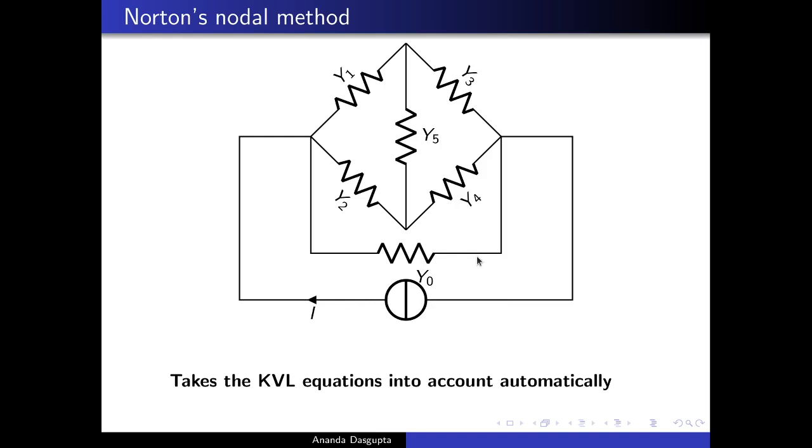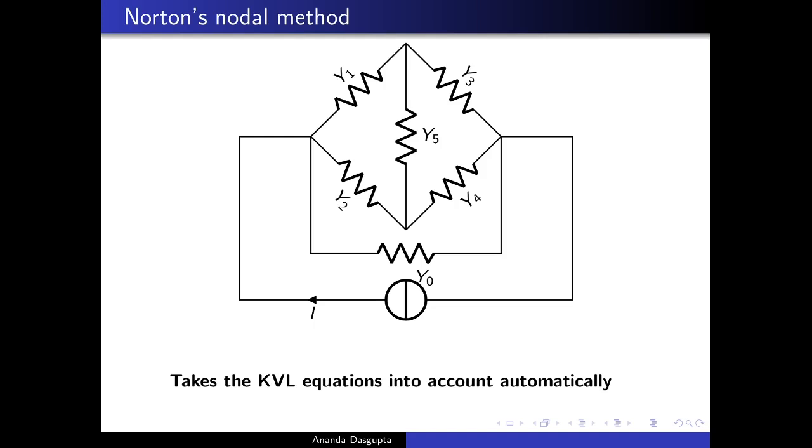In Norton's nodal method, the Kirchhoff's voltage law equations are taken into account automatically, so you don't have to write them down. All you have to write down are the current law equations. So this is in a sense just the dual of Maxwell's method, where you did not have to write down Kirchhoff's current law equations, they were taken care of automatically. You just have to write down voltage law equations. Here it is the other way around.